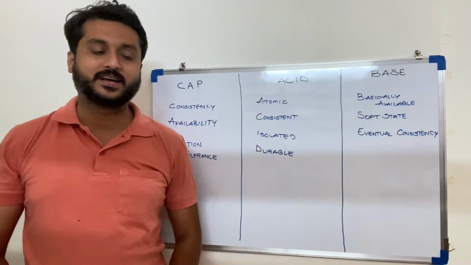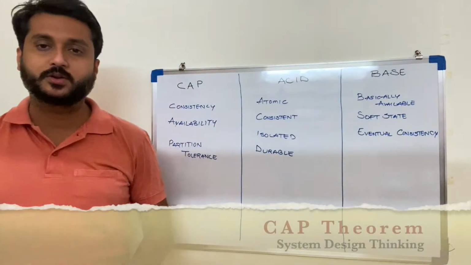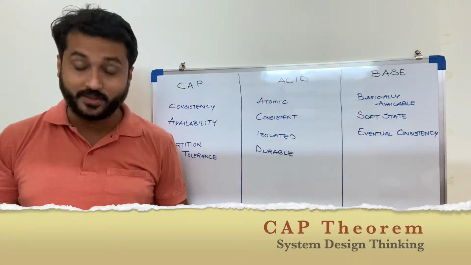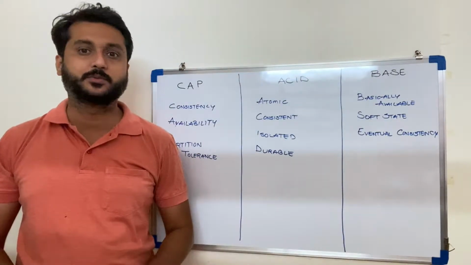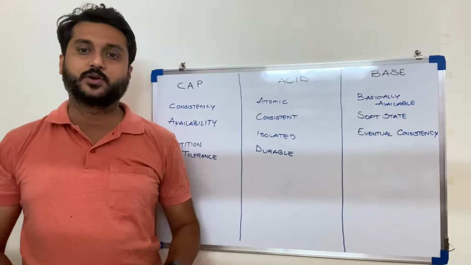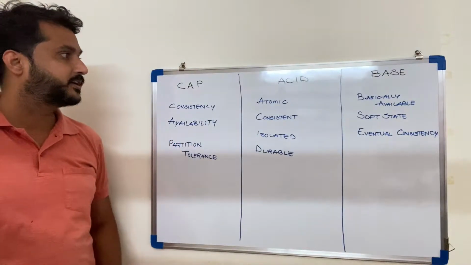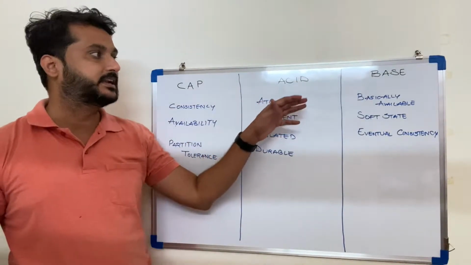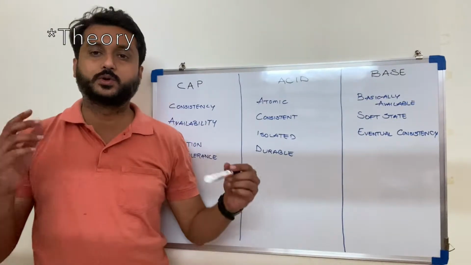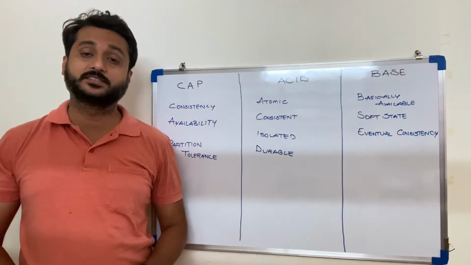Hello and welcome back. Today we're going to talk about one important theory component in terms of distributed systems. This is called the CAP theorem. We'll also move on to ACID and then to the BASE theorem. What do these actually mean and why are these important?